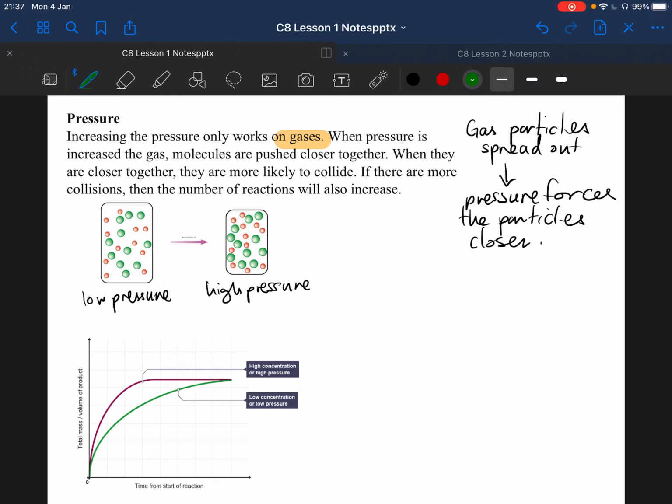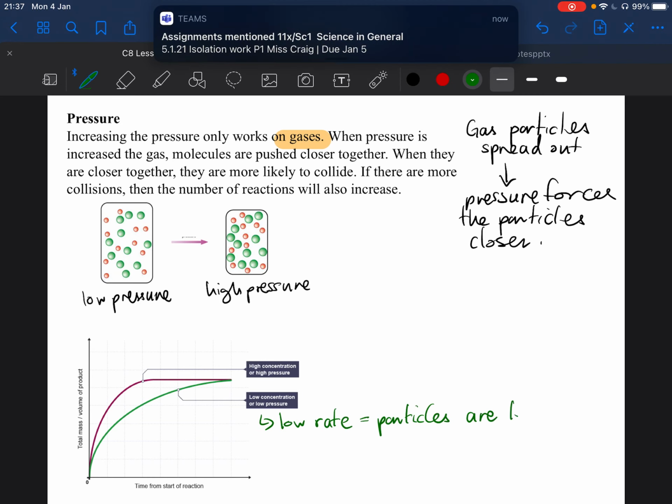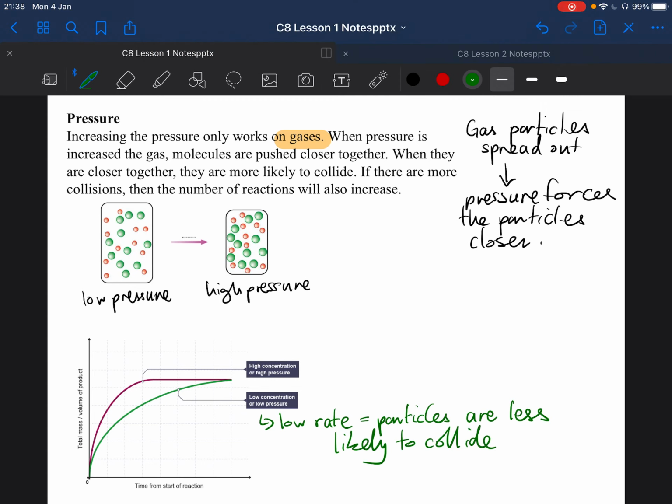If we look at our graph, like I've showed you before, if we have our low pressure, we have a low rate. And that is because particles are less likely to collide. If we look at this one here, we have a high rate, and we have a high rate because the particles are closer together and are more likely to collide.